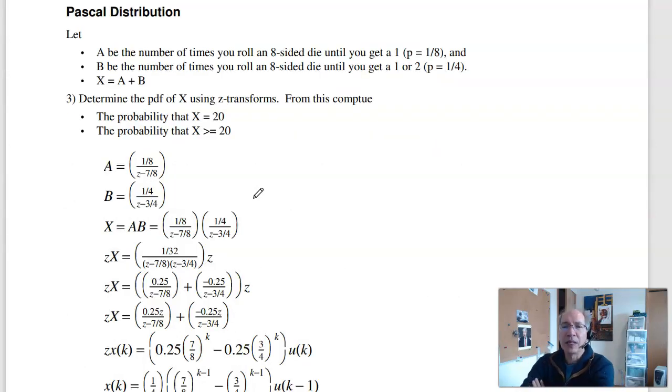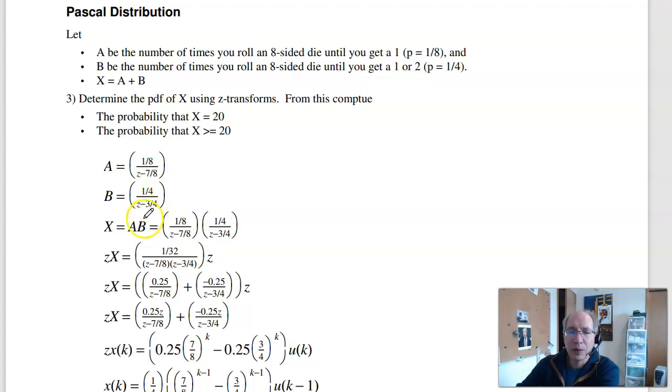Problem 3 is a Pascal distribution. Suppose I roll an 8-sided die until I get a 1, and then I roll an 8-sided die until I get a 1 or a 2. X is the total number of times I roll the dice. What is the PDF of X? Find that using Z transforms. Well, for A, here's the Z transform of A. Here's the Z transform of B. In A, there is a 1 in 8 chance of a success. In B, there is a 2 in 8, or 1 in 4 chance of success.